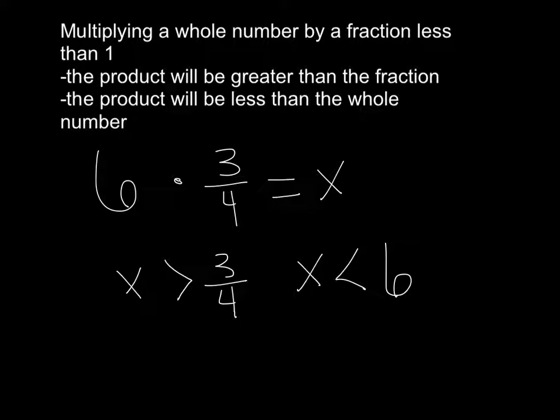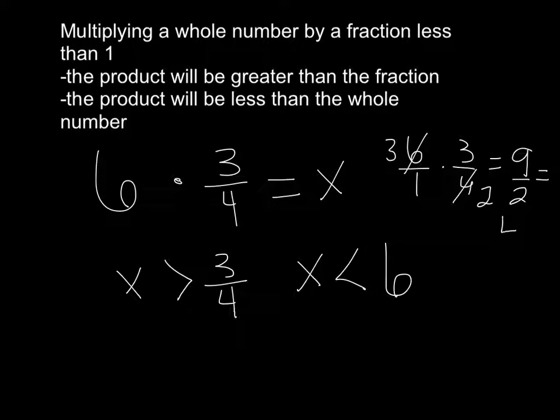When we go back and compute it or solve, we find that it is 6 over 1 times 3/4, and now we know we can cross cancel that. So we end up with 9/2, which is the same as 4 and 1/2. And 4 1/2 is greater than 3/4 and less than 6.